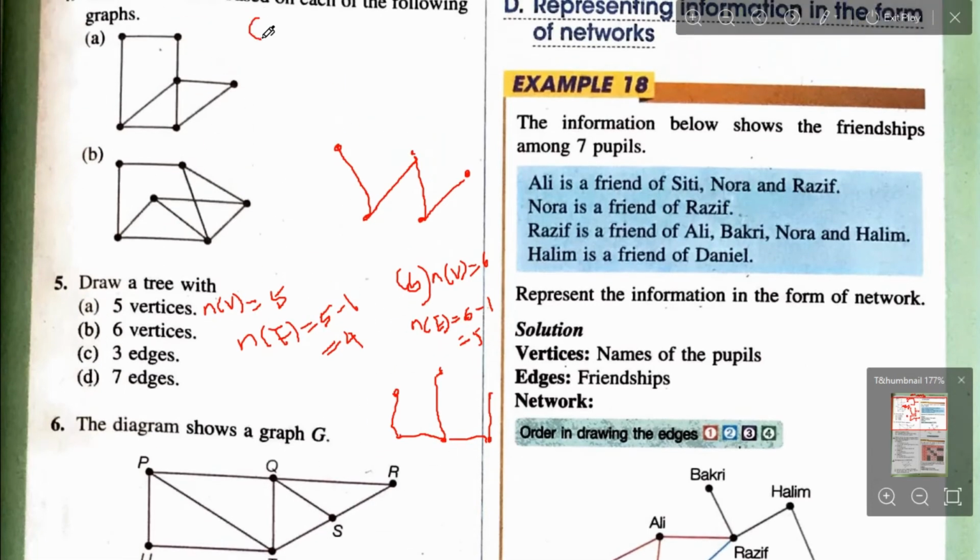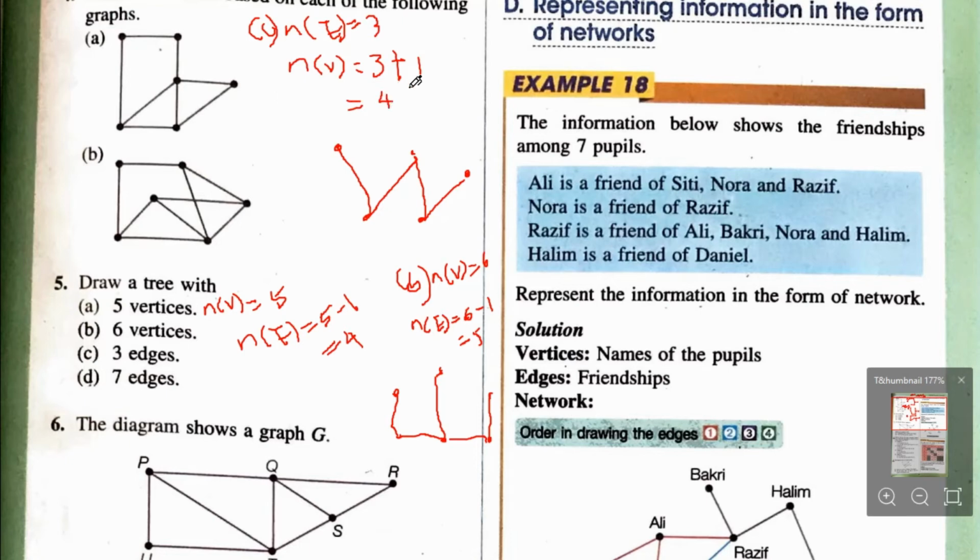C, number of edges equals to 3. Then how about number of vertices? Okay, for number of vertices, we have to plus 1. So 3 plus 1 equals to 4. Therefore, you just draw out any 4 dots. And then you join these 4 dots using 3 lines. Okay, so you can write this 1, 2, 3. This is also a tree. Okay, you try to do D yourself.